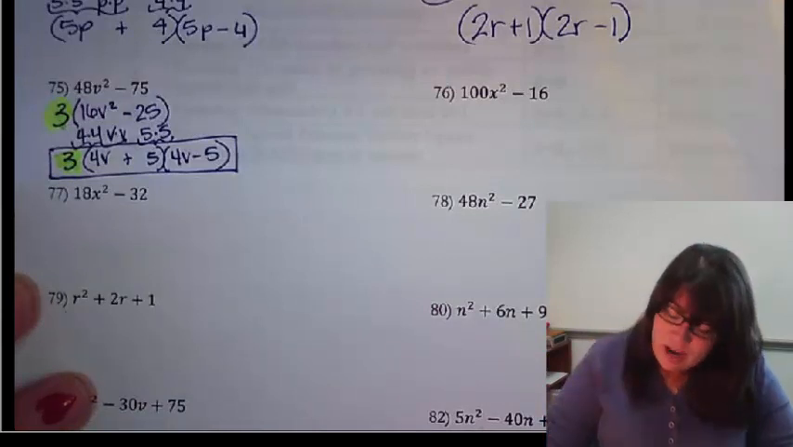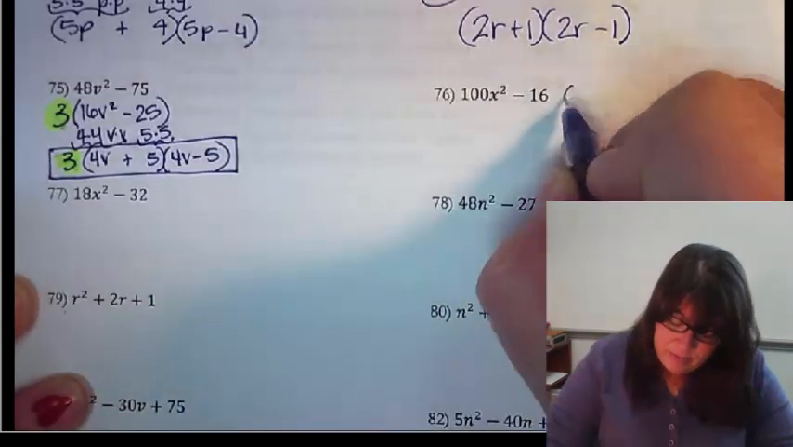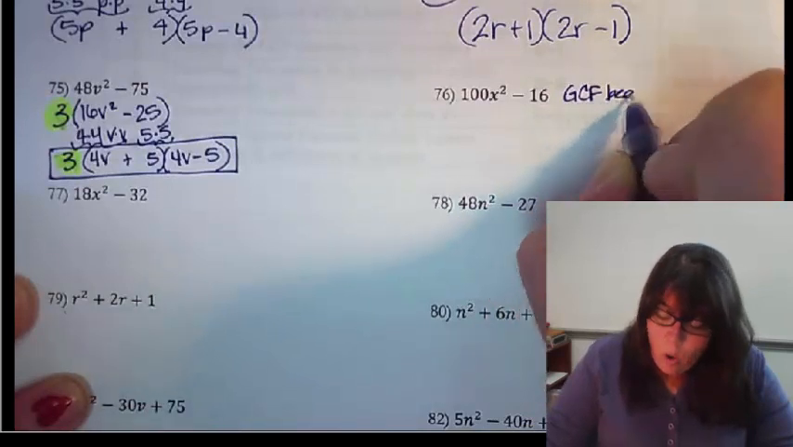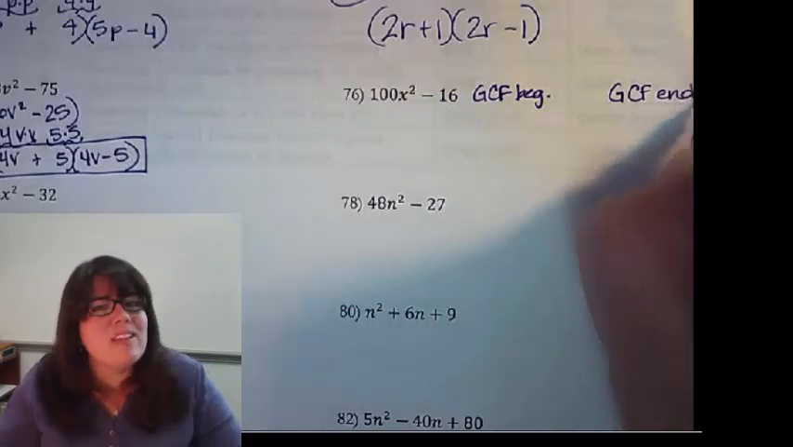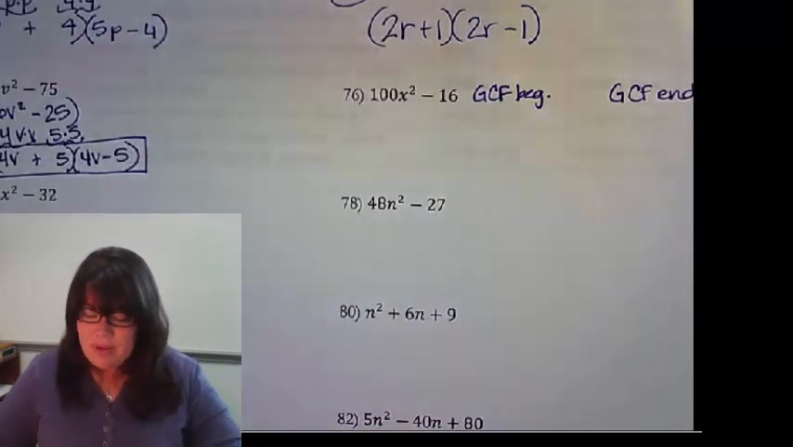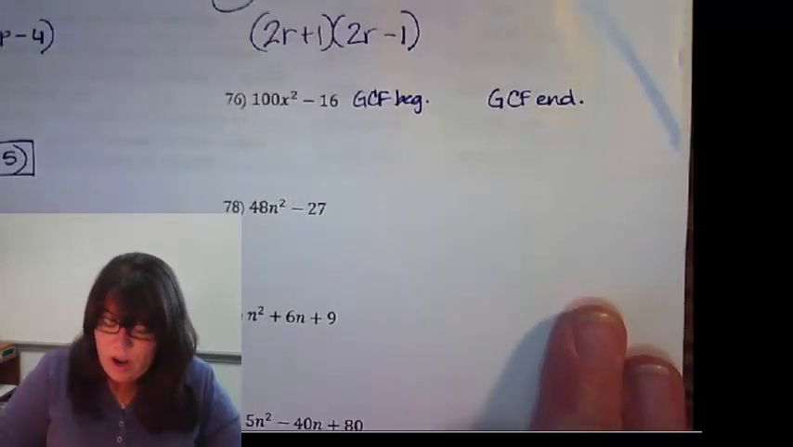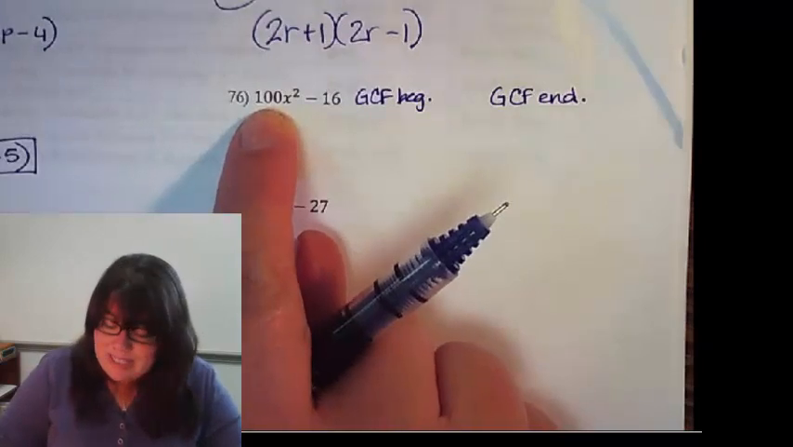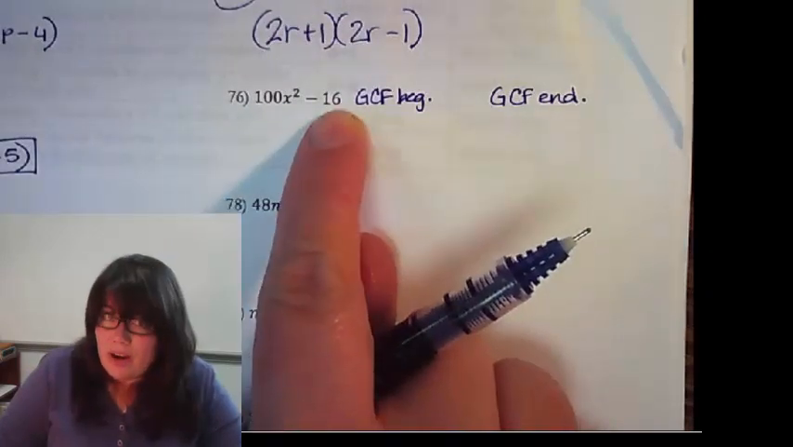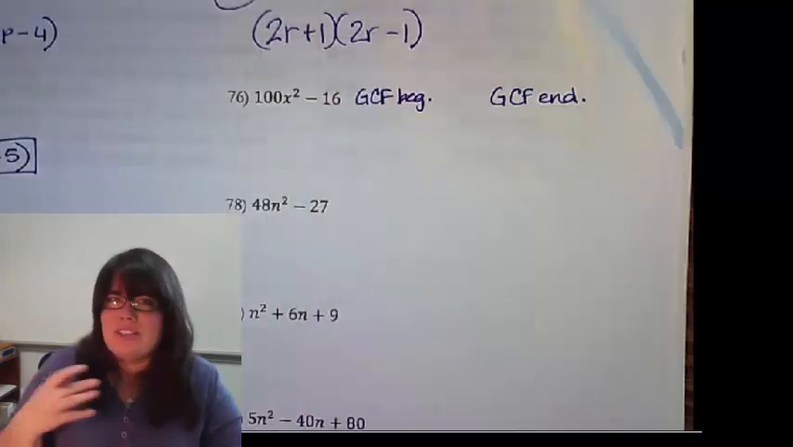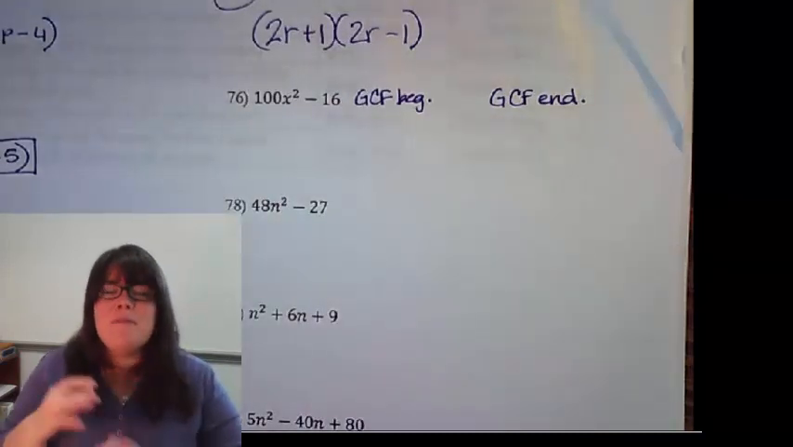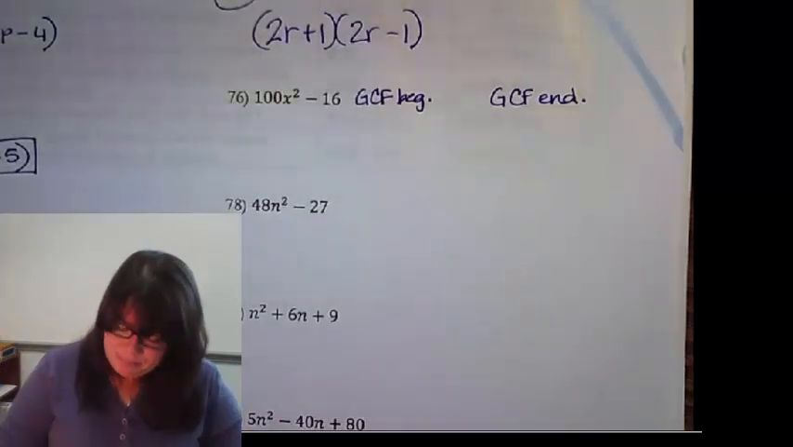You could factor out the GCF at the beginning, or you can factor out the GCF at the end. Well, wait a minute. How come all of a sudden there's two different ways? Well, because 100 is a perfect square. 16 is a perfect square. But they're also both even numbers, which means we could definitely factor some stuff out. Let's take a look at what we're talking about here.